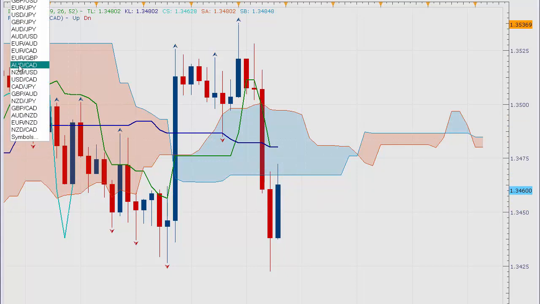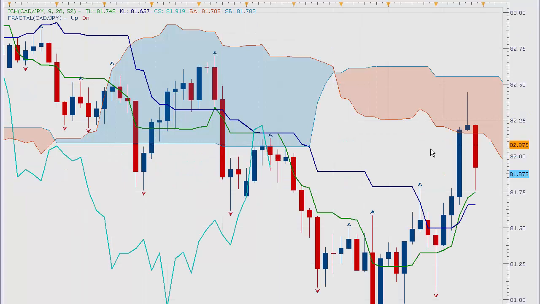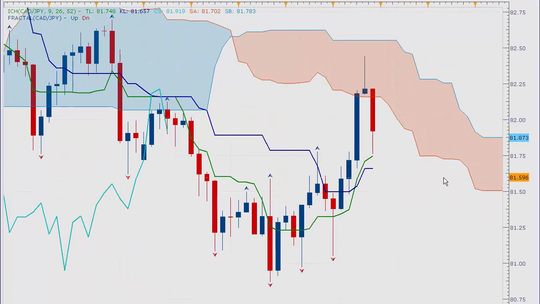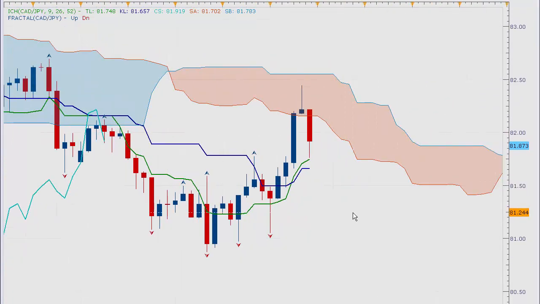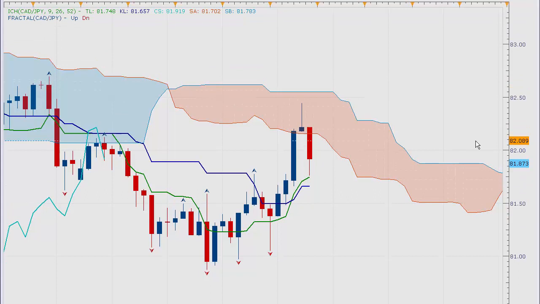So CAD yen, I'm running out of time, so we might not get through all these pairs. CAD yen, we broke a fractal there, high fractal. We've got a bullish TK cross. We could be bouncing off the cloud, but if I was to trade this, I'd trade it to the upside and wait for some sort of signal here. It looks like it's already bouncing off that level, and then trade it to the upside. But it's probably one I'd leave alone at the moment.